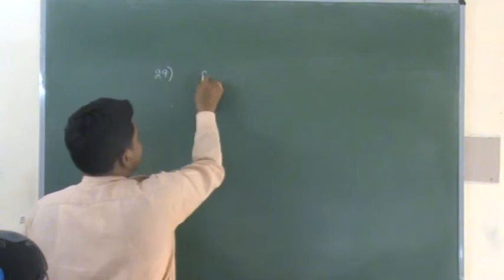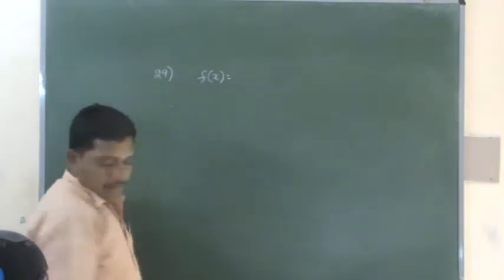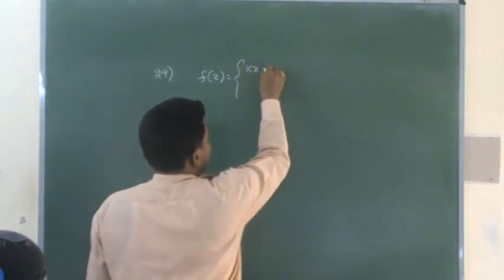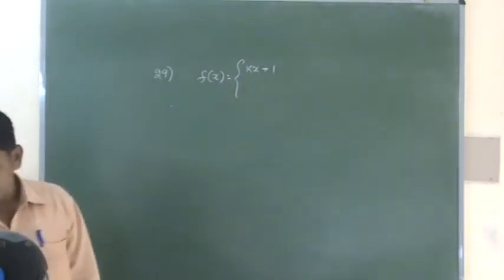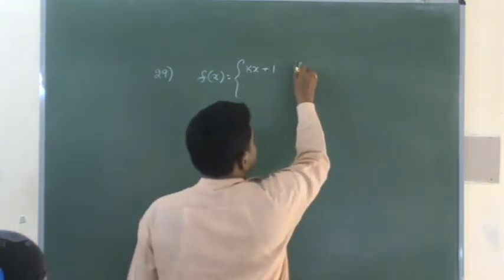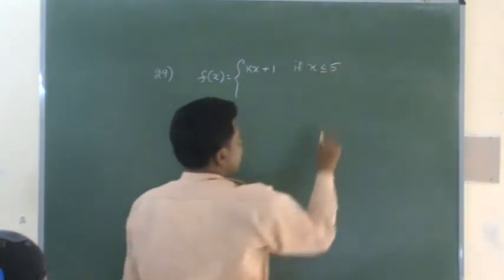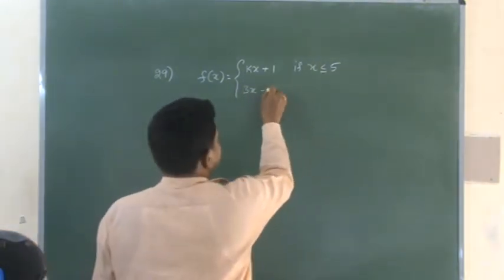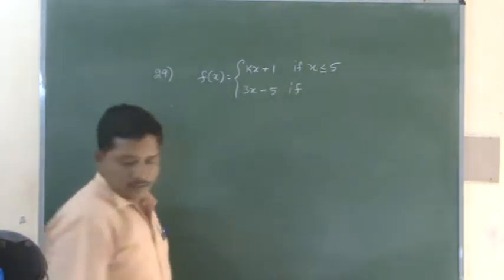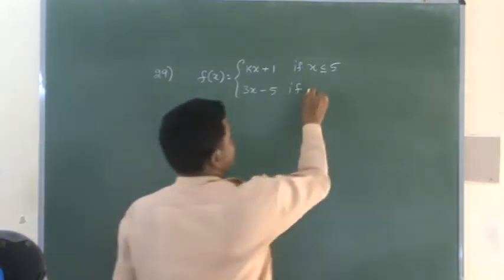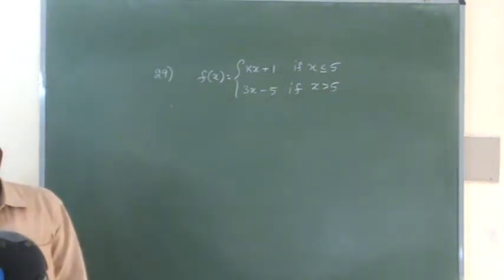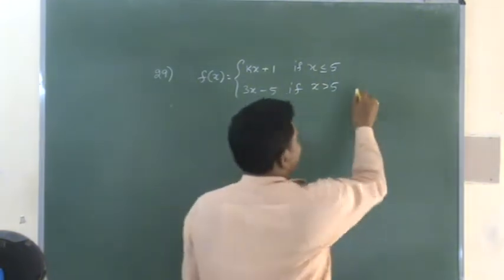F of x is equal to 29. F of x is equal to kx plus 1 if x is less than or equal to 5, and 3x minus 5 if x is greater than 5. Now it is continuous at x is equal to 5.